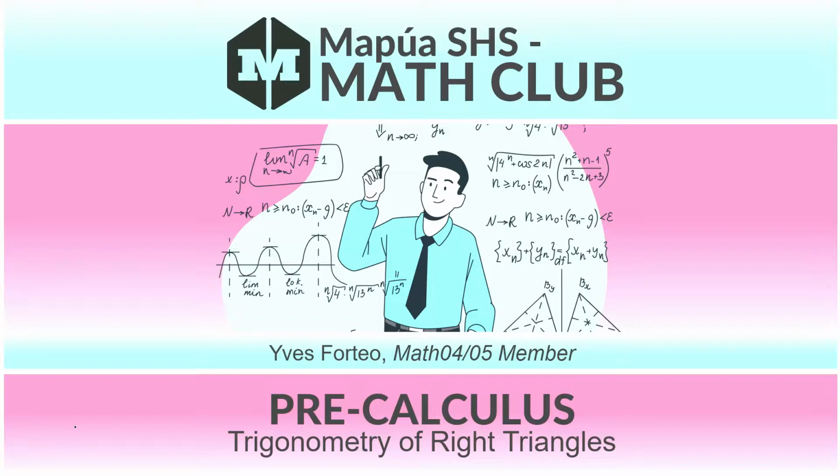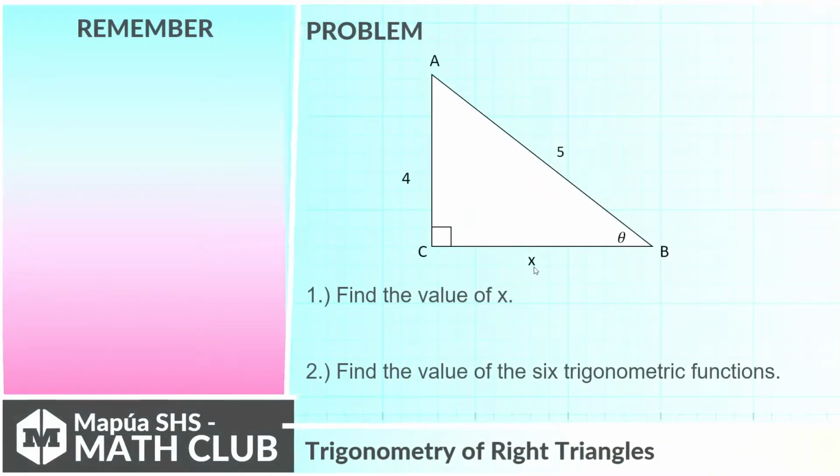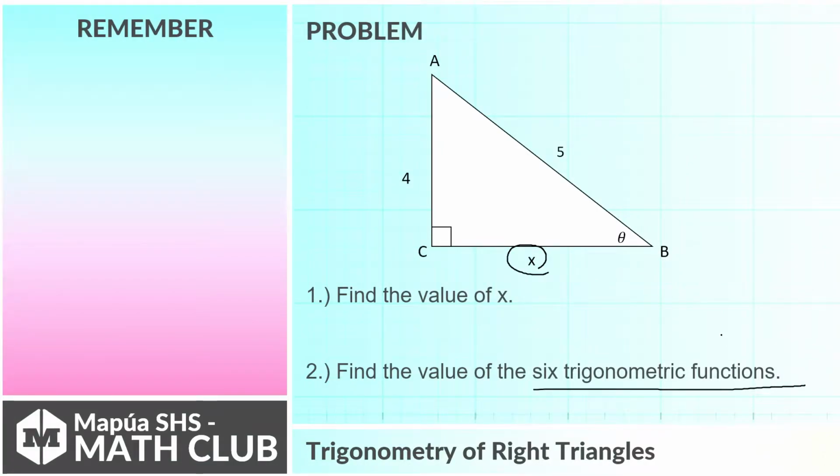Before we start, we are given a problem here that asks us to find the value of x and then the 6 trigonometric functions. To solve this problem, let us first identify the parts of a right triangle and some important concepts and formulas that we will use.